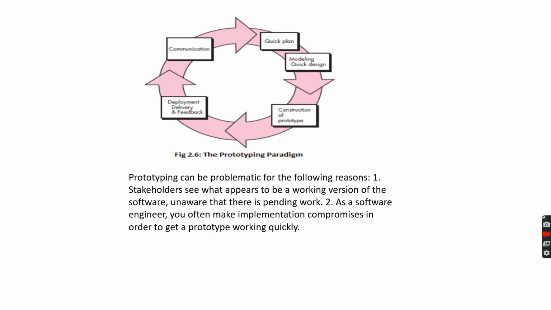So this is a diagram. Prototyping can be problematic for the following reasons also. One, stakeholders see what appears to be a working version of software, unaware that there is pending work. Two, as a software engineer, you often make implementation compromises in order to get a prototype working quickly. So these are the problems you face while you are dealing with the prototyping paradigm.